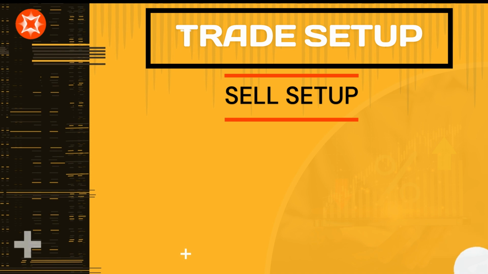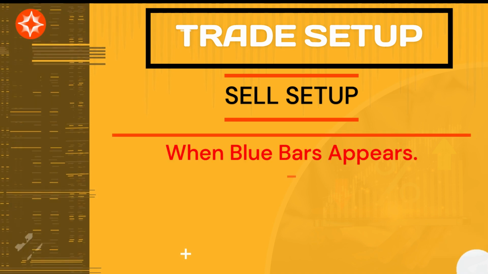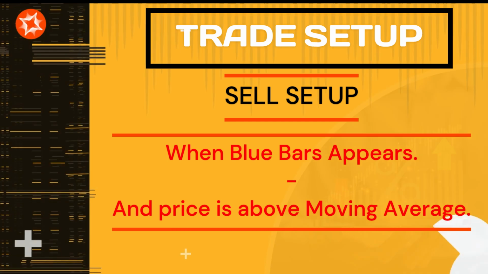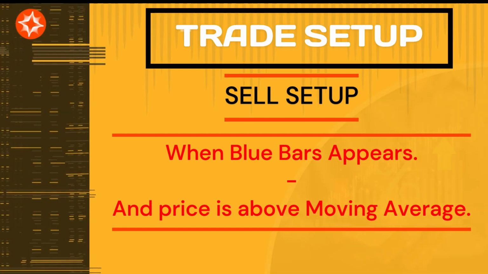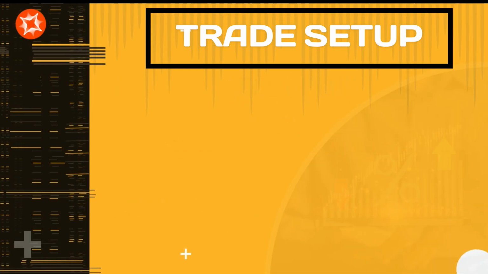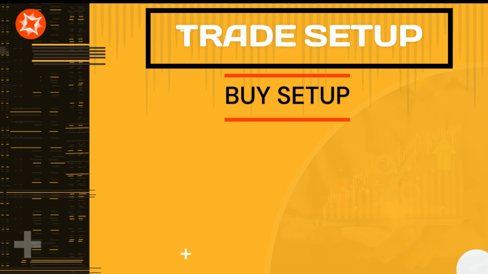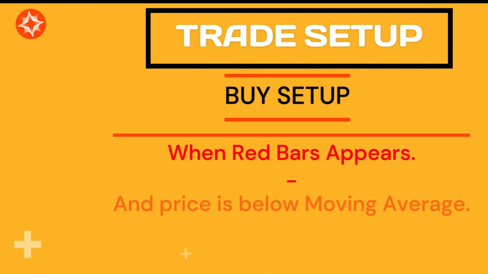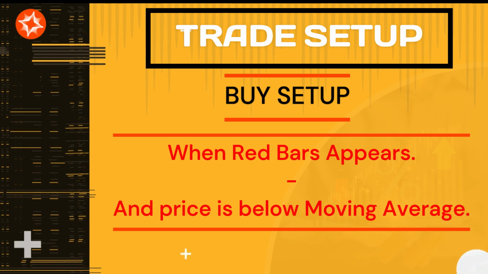Trade setup. First we discuss the sell setup. When blue bars appear on the main chart, that means RSI is at the overbought level. Price must be above the 100 bar moving average. For the buy setup, when red bars appear on the chart and price is below the 100 bar moving average.